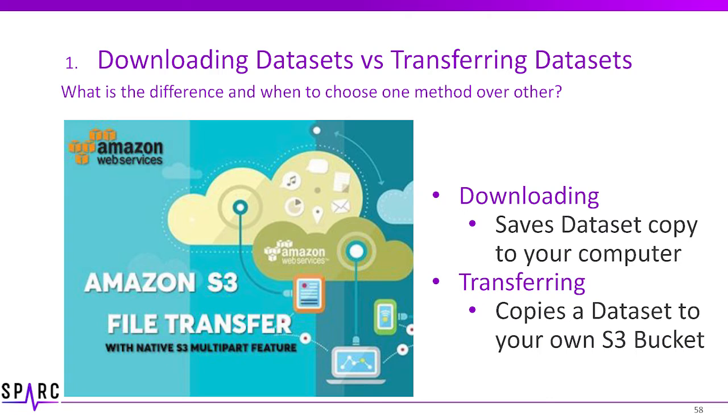Downloading a dataset transfers the data directly from the AWS S3 bucket for the dataset directly to your local computer. Transferring makes a copy between the S3 bucket for the dataset and your S3 bucket that you created and specify. The data remains in the cloud.